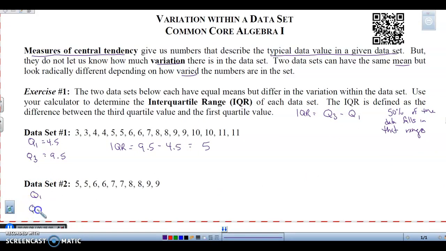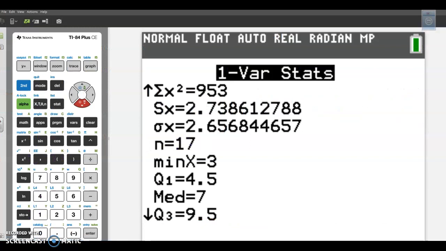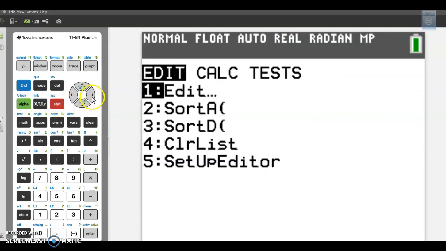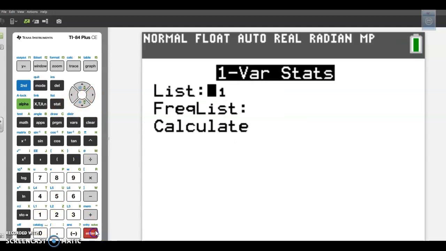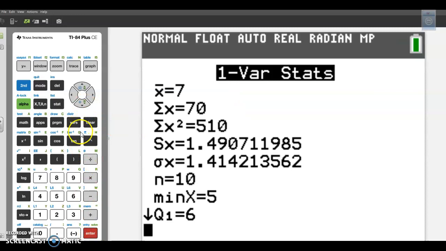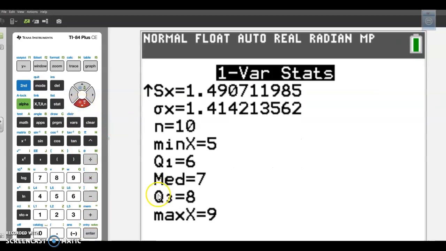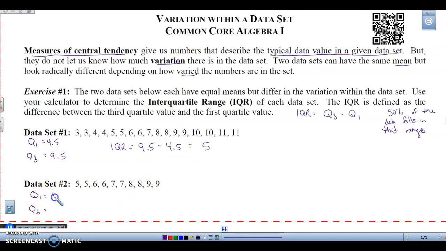We need to know what Q1 and Q3 are for that one. All right, so I'm going to use my calculator, Stat, Calc, var stats number 1, but this time I want to do L2, so I want to press second and then L2, which is number 2. Notice it's in blue right here, L2. That changes this to L2. Go down to Calculate. All right, so Q1 in this case is 6, and Q3 is 8. So your IQR will be 8 minus 6, which is 2. So that means 50% of the data is within 2 points of each other.